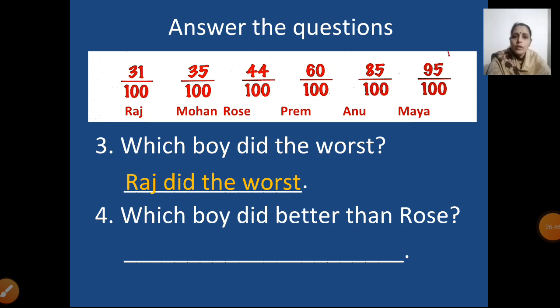Which boy did better than Rose? Now look at Rose's mark. How much did Rose get? 44. And how many boys are there here? Raj, Mohan and Prem. Who has got more than Rose? Only Prem has got. He has got 60. Yes. Other two have got lesser than 44. So we will write Prem did better than Rose.